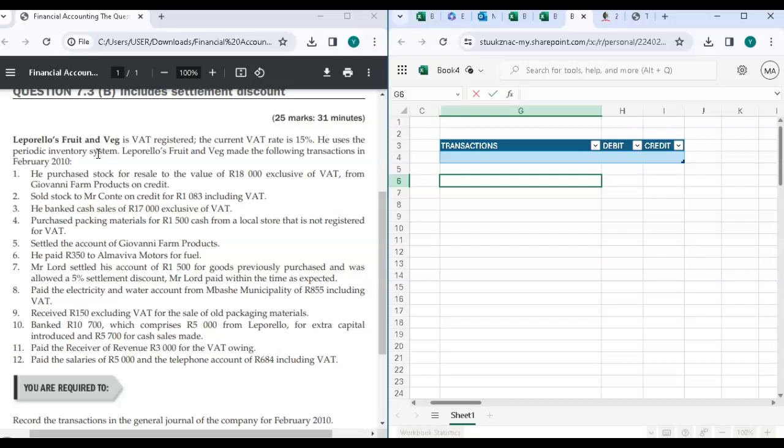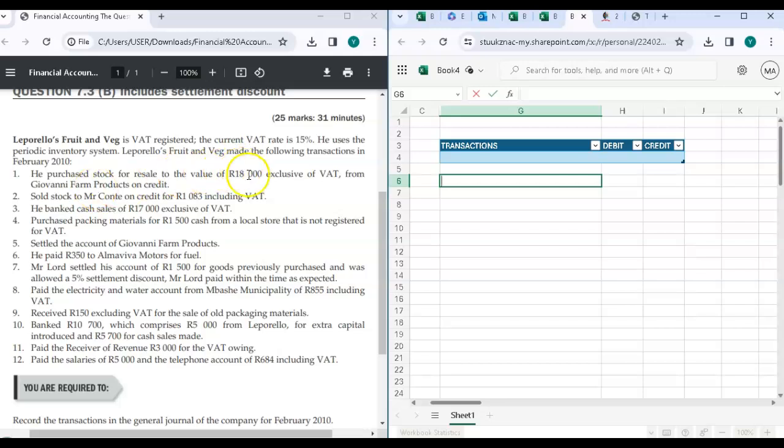Now, dealing with the first question, he purchased stock for resale to the value of 18,000 exclusive of VAT. That tells us it does not include VAT. So exclusive of VAT, that'll be the 100, isn't it? Now, you're purchasing from a supplier. Whenever you purchase from a supplier, what did I tell you? SARS will owe you the money. When you sell goods, you have to owe SARS.